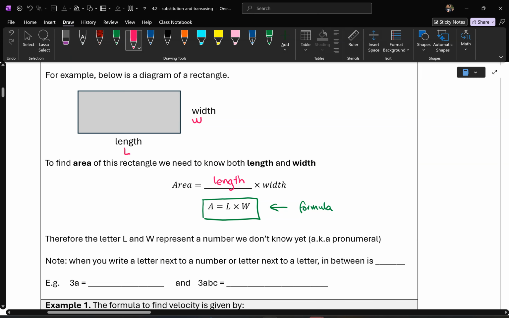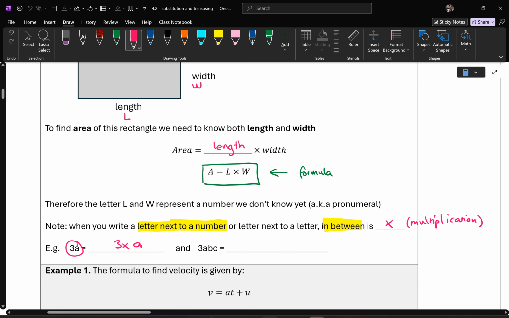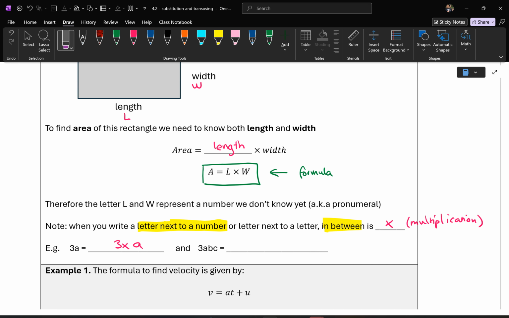When you write letters next to a number, one of the things you need to remember is, what's in between 3 and A? Times. Make sure it's a times or multiplication, because that's the first skill in evaluating. So this means 3 times A, and same thing with 3ABC. If you didn't realize, that's a letter next to a letter, and a number next to a letter. So therefore, it actually means 3 times A times B times C. Can you please copy that down?